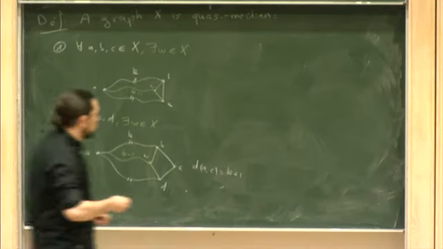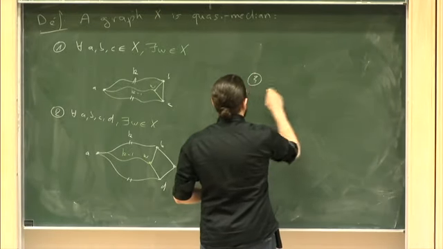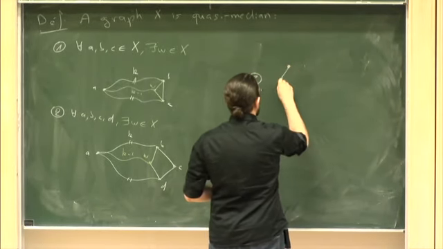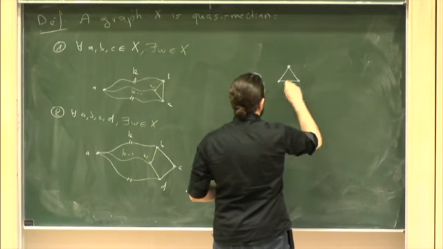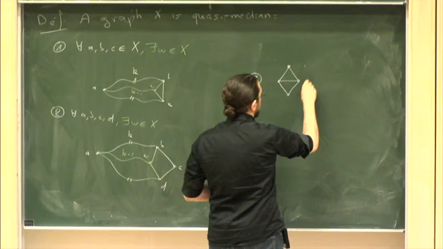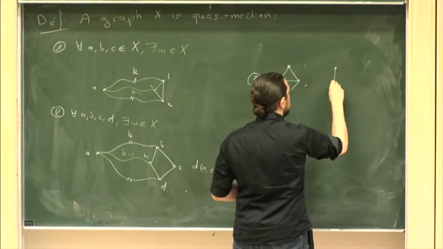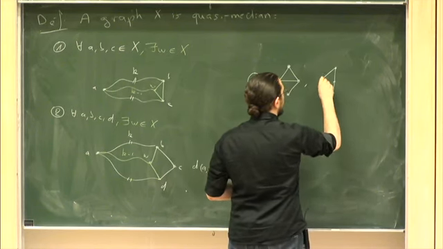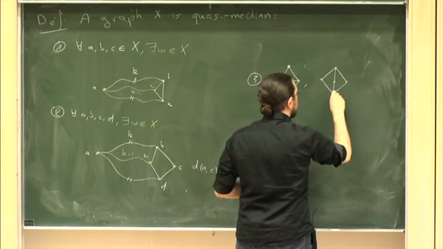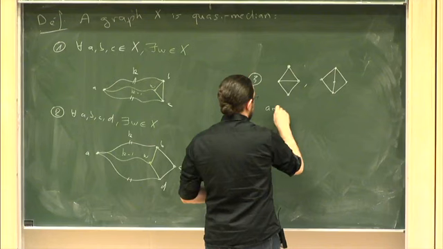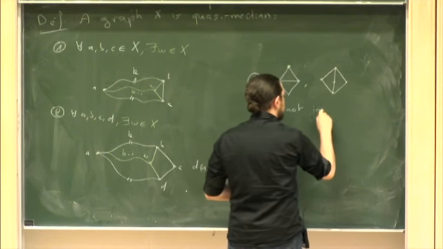And you have a last condition, which is that the graphs obtained by gluing two triangles along an edge or two squares along two consecutive edges are not induced subgraphs.